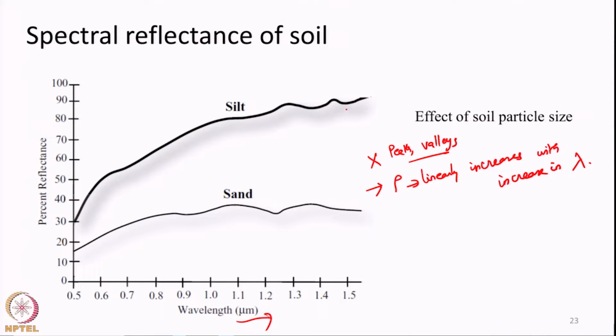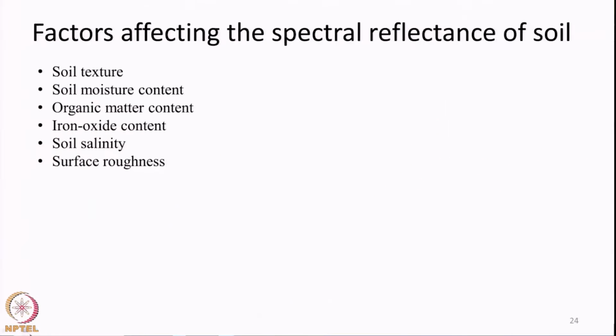So, what are the different factors that may affect the spectral reflectance curve of soil? We will see this in this slide. The major factor that affects the spectral reflectance curve of soil is the soil texture. Soil texture generally means the size of particles in soil. Some soils may have very tiny particles.